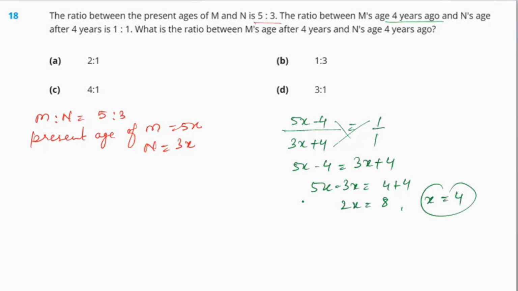So the value of x is what? 4. What is the ratio between the M's age after 4 years and the N's age 4 years ago?